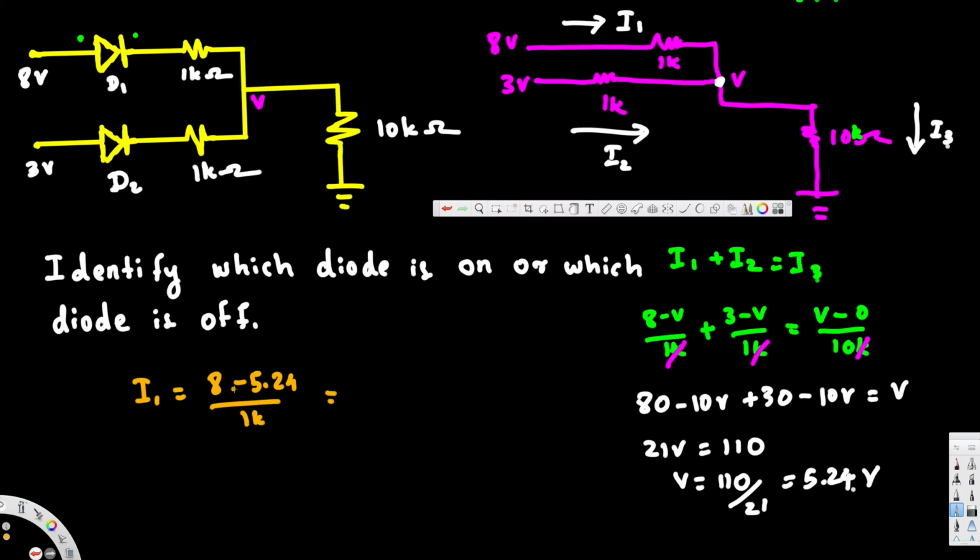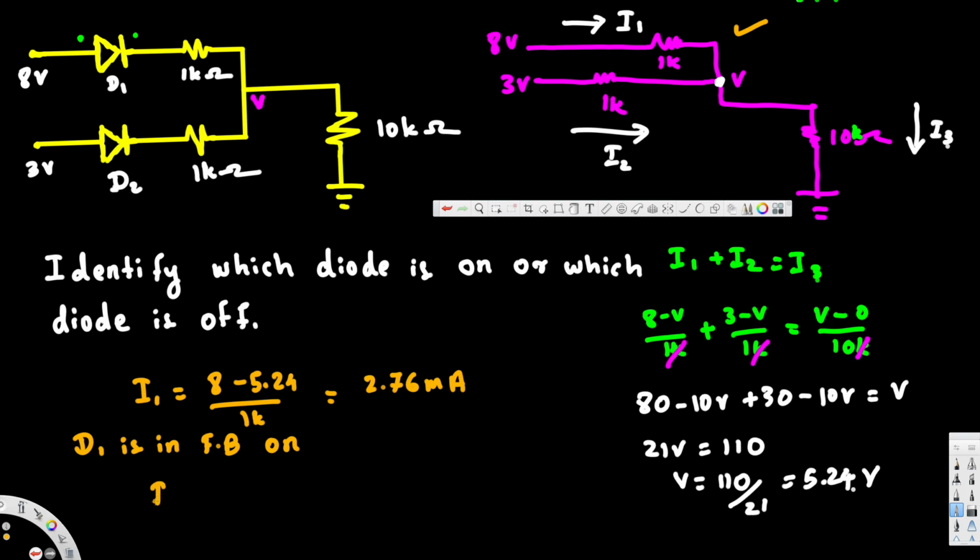Because we are getting 3.5. If you subtract 5.24, this is going to be 2.76 milliampere. This is a positive current. It means this is correct. This is an open circuit, like this is a short circuit, and this is in forward bias. So we can say D1 is in forward bias. If it's forward bias, it's on.